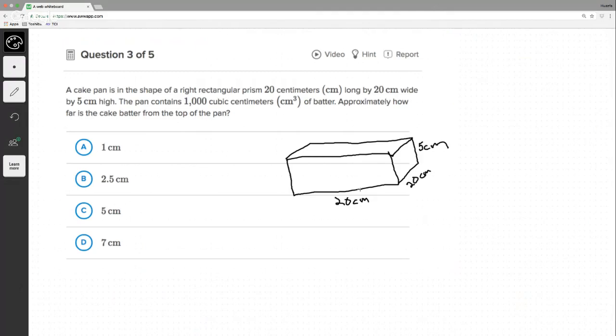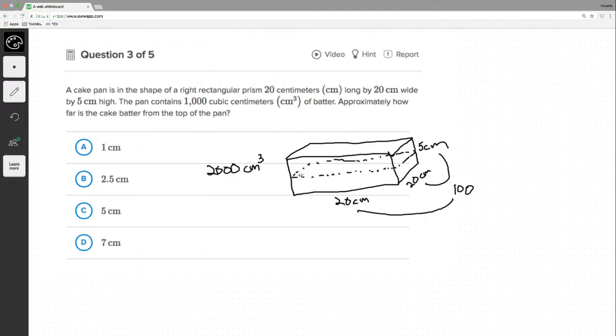So we have to think about it like this. All right, this is a little crazy. So we first need to figure out the total volume of this whole thing. Total volume is just length times width times height. Simple, right? And I can do it mentally as well. First we'll multiply 5 times 20, which is 100. And then we multiply that times 20. It's 2,000 cubic centimeters. So if 1,000 cubic centimeters is in here, that means this guy is filled halfway.